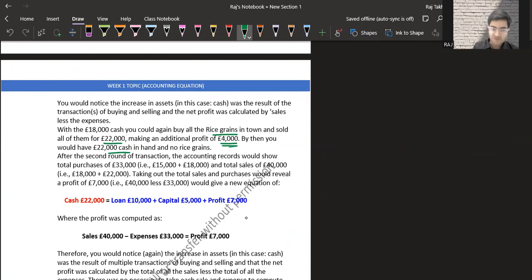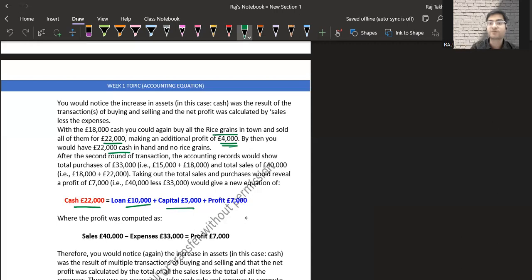So this equation will reach a point where I can write that my cash is now standing at 22,000 pounds, which was earlier at 18,000 pounds. Now I have made an additional profit due to which the cash stands at 22,000 pounds. I have the same bank loan that I borrowed initially, and I also have the capital amount that Mr. A has invested into the business.